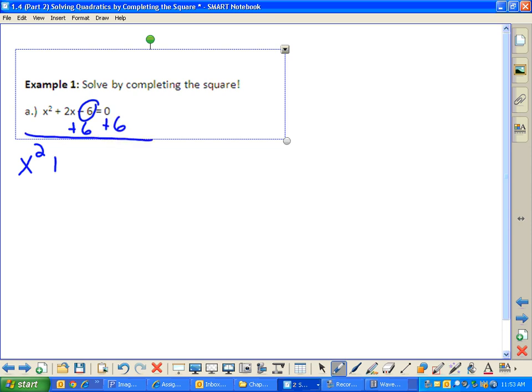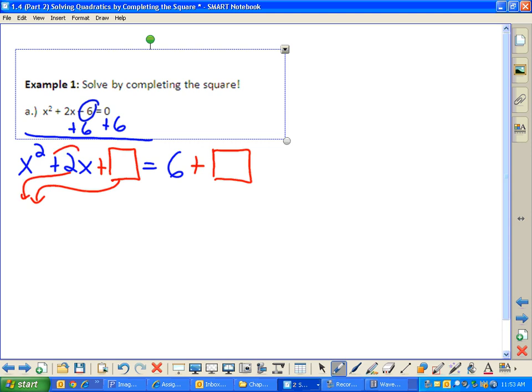So we get x squared plus 2x equals 6. And you'll see there's a big hole in my problem. That's because a number goes there. The formula we have for today's lesson to get that number comes from my b value, if you recall. This is where your exploration came into play. You're going to take your b, divide it by 2, and square it. So I had to take 2 over 2 and then square it. 2 divided by 2 is 1. 1 squared gives me 1.